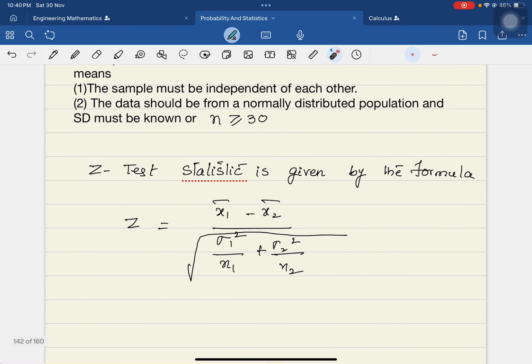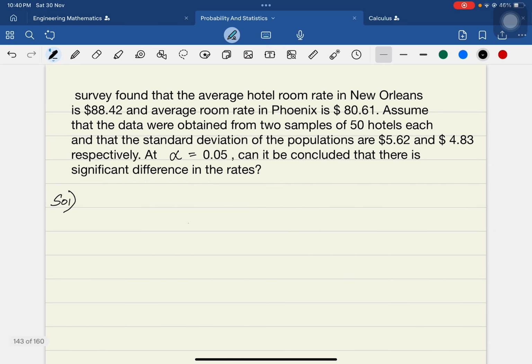So the z statistic is given by the modulus of x1 bar minus x2 bar, divided by the square root of sigma 1 square by n1 plus sigma 2 square by n2. So this is the problem. Let us now look at this problem.